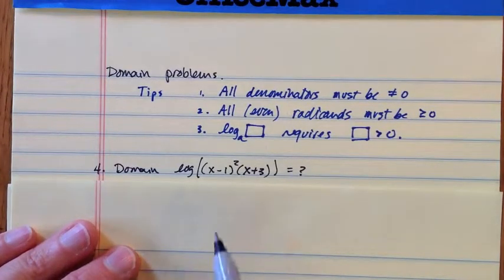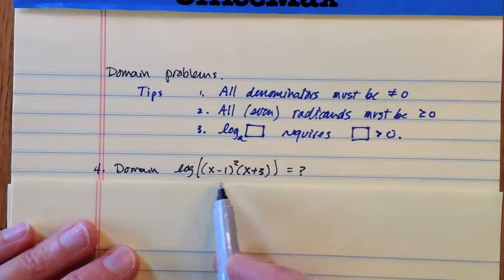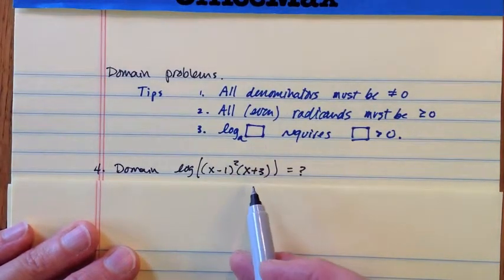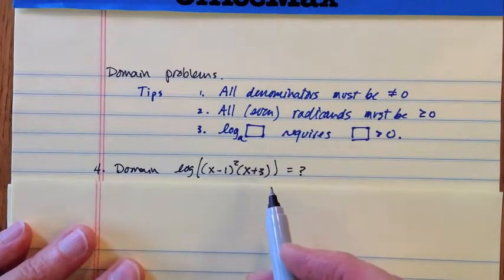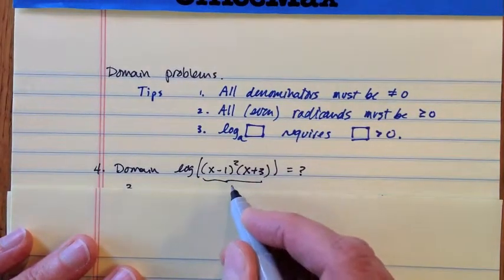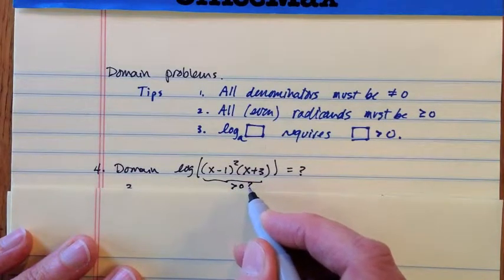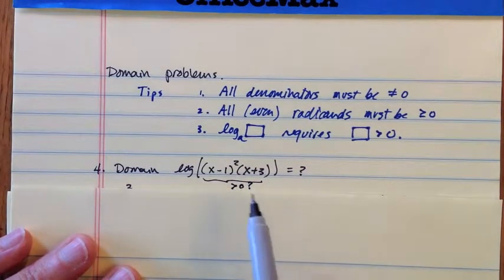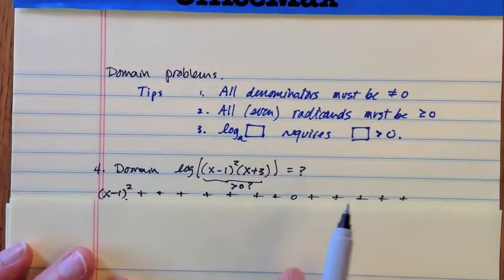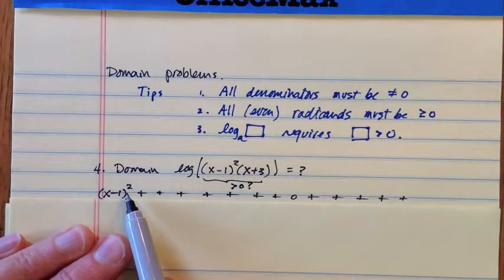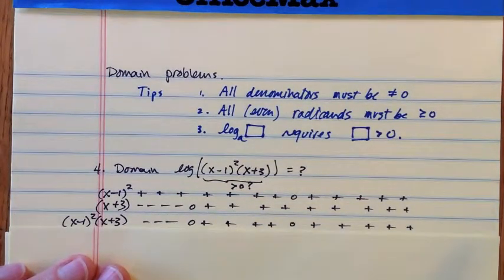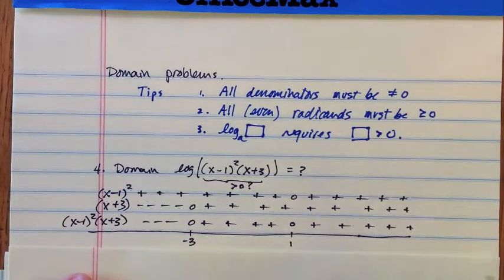Suppose some problem says to find the domain of this function, the log of this polynomial. That's inside the log. The real problem is to find where this is positive. So I do a sign chart. It's already nicely factored for me. I'll do a row for x minus 1 squared, a row for x plus 3, and a row for their product. I'll just review what I've got here for you.